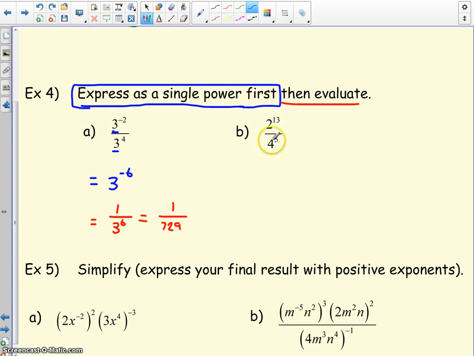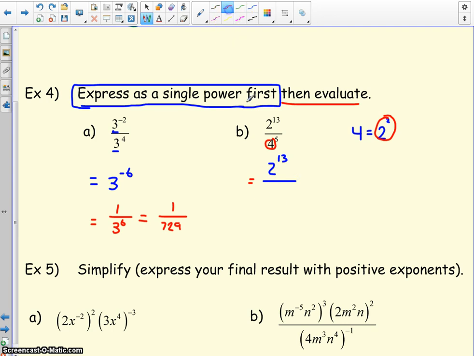We can actually take a look at 4 and think, okay, if this were a power of 2, what would the exponent be? You might be able to recognize that 2 squared gives me 4. So I can actually get the same base if I replace the 4 in the equation here with 2 squared. If I do that, my 2 to the 13 has not changed.